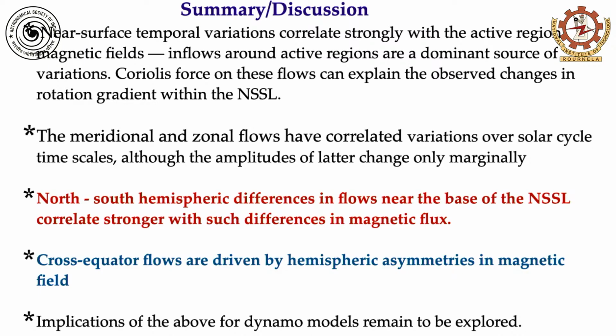So the near surface temporal variations correlate strongly with the active region magnetic fields. Inflows around active regions are a dominant source of variations. Coriolis force on these flows can explain the observed changes. And the meridional and zonal flows have correlated variations over solar cycle. And there are also north-south hemispheric differences which are there in our results. I didn't really explain that. And there are also cross-equator flows across the hemisphere. So all of them have large implications for the dynamo models. They are yet to be worked out. So I will stop here.